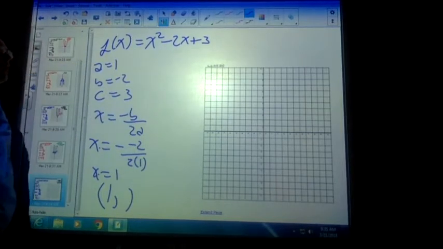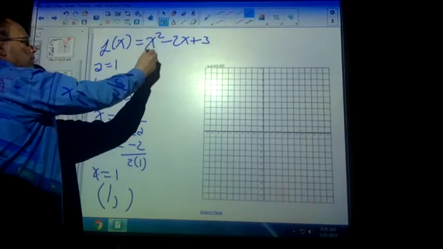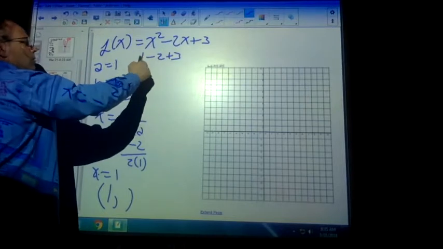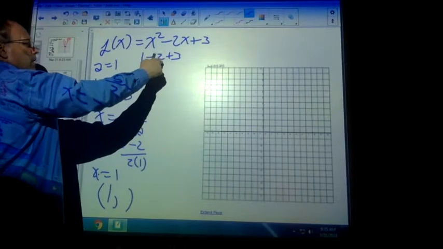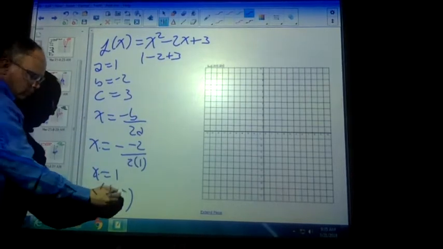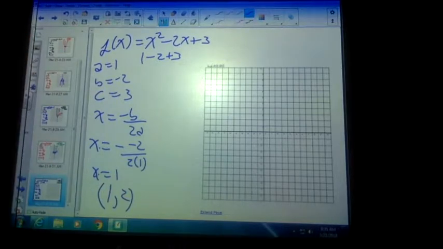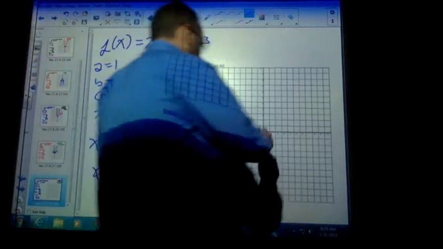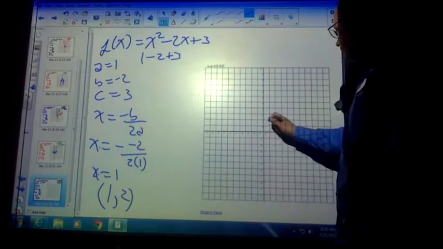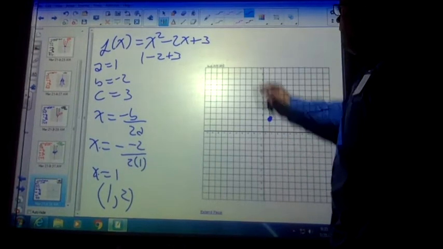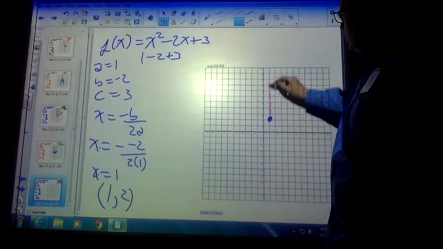1 squared is 1. Minus 2 times 1 plus 3. 1 minus 2 is -1. -1 plus 3 is 2, I believe. Right? So 1, comma 2. Axis of symmetry is here.